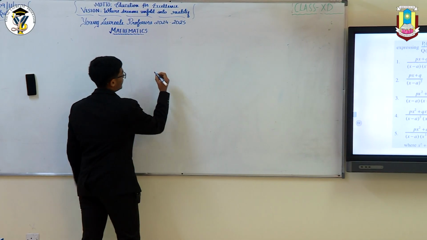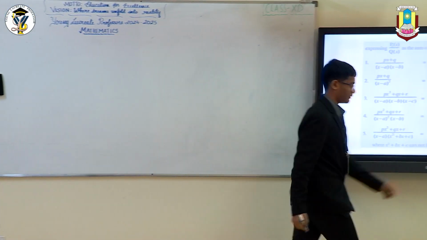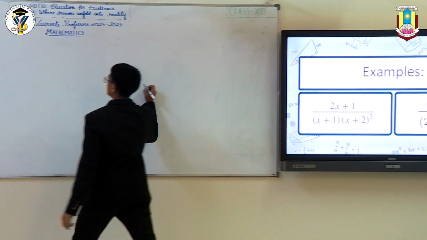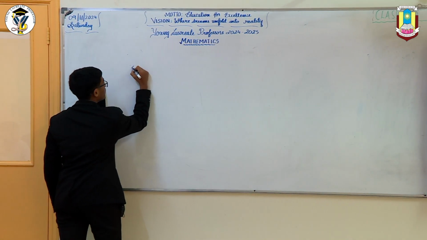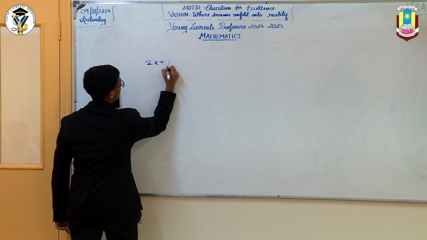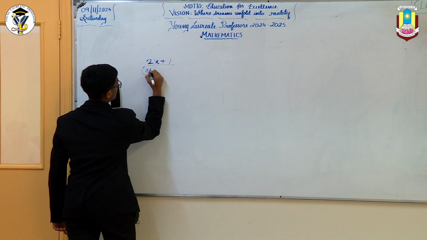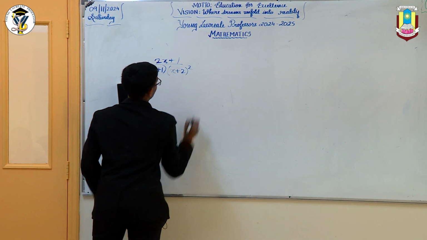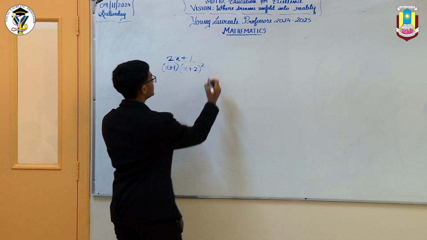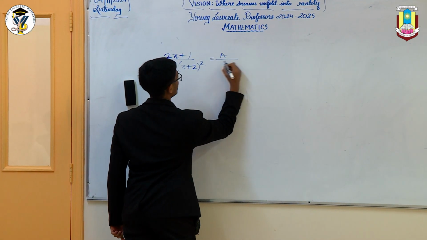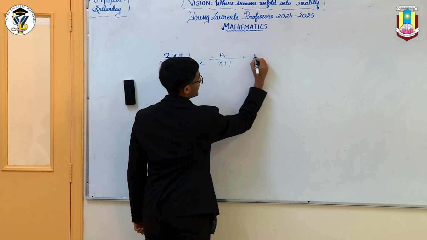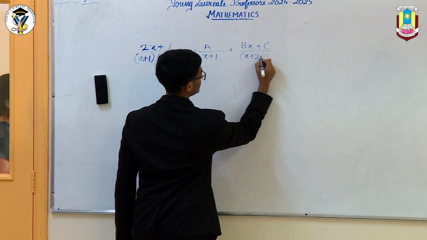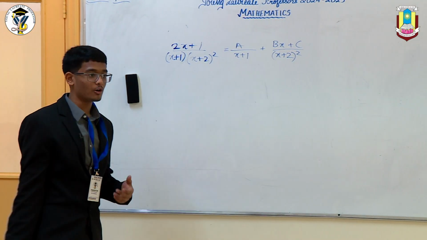So let's say we have a question like, I'll take a question. Let's take this question. Can someone read it out? Yeah? Okay. Now what I'm saying is, why not just write this as A by x plus 1 plus (Bx plus C) by (x plus 2) the whole square, which is what you would probably think of if you're studying partial fractions for the first time.